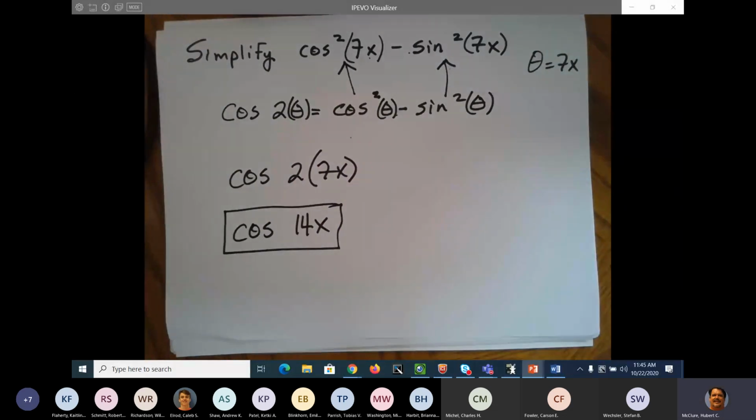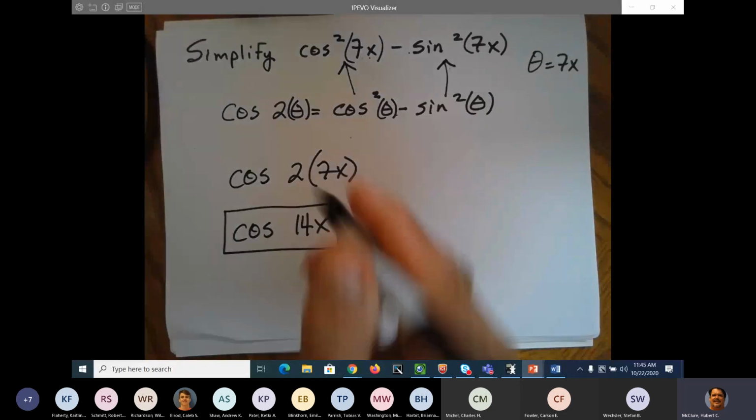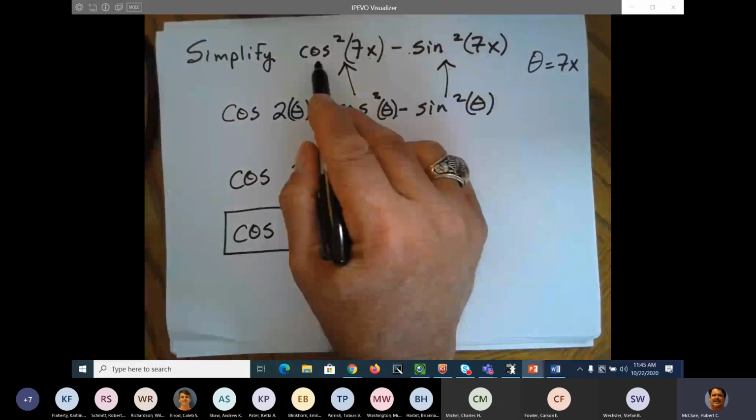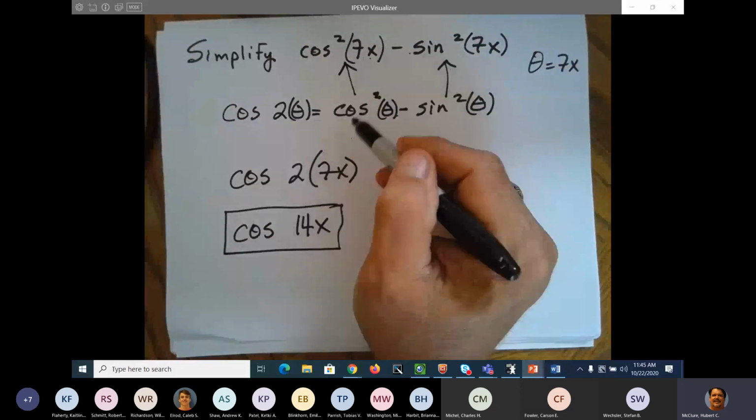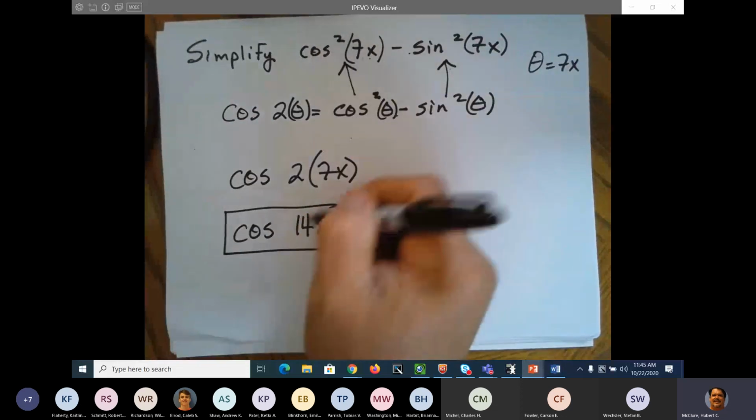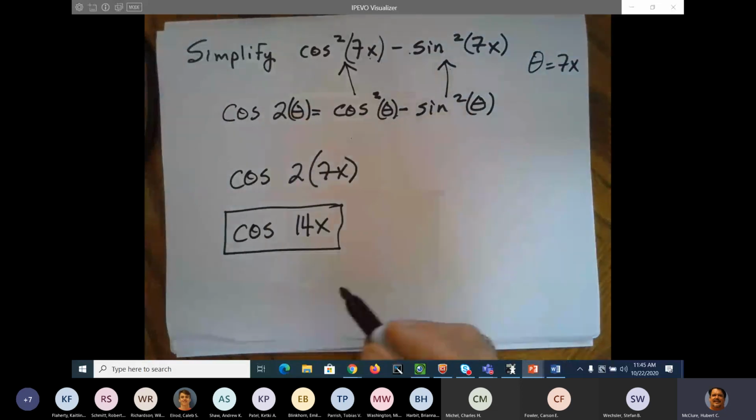So this is where you have kind of a simplification/verification. You got a simplification because you're taking this and you're simplifying it into the left side, which is a verification. All right, now you try this one.